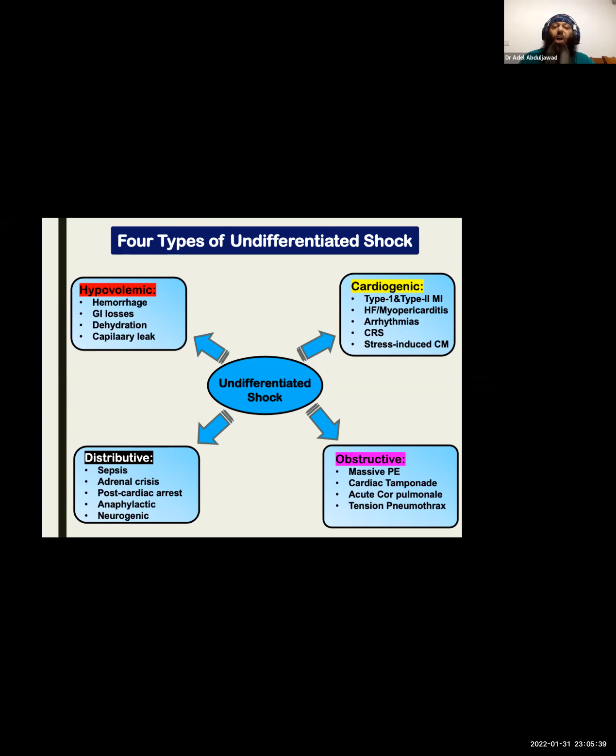For distributive shock, familiarize with the most common, which is sepsis, adrenal crisis, post-cardiac arrest. As I told you, this is related to the cytokine release syndrome and systemic inflammation, anaphylactic shock, and of course, neurogenic shock due to CNS catastrophe. Those are the four types.